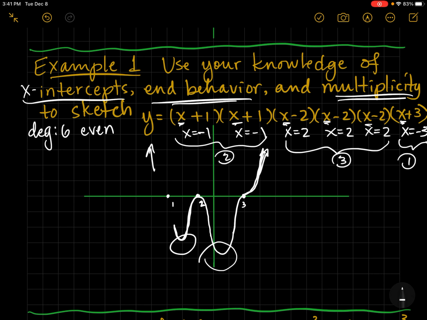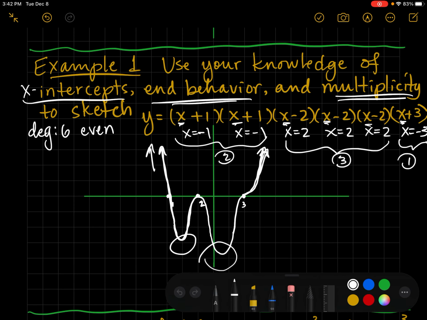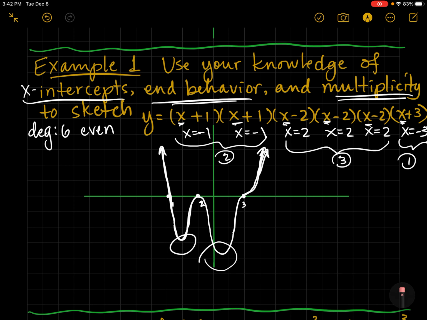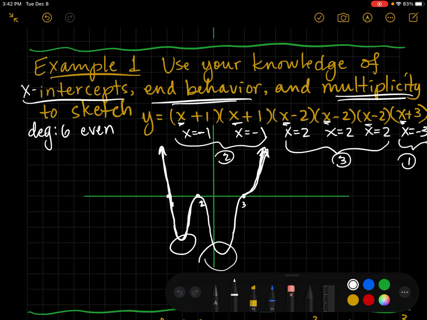And I'll show you how to figure out how far down that goes. And then this has multiplicity 1, so we're just going to kind of go through there. And that would be a little sketch of what this is going to look like. Okay, that's just a little quick sketch. And that's kind of how these work.